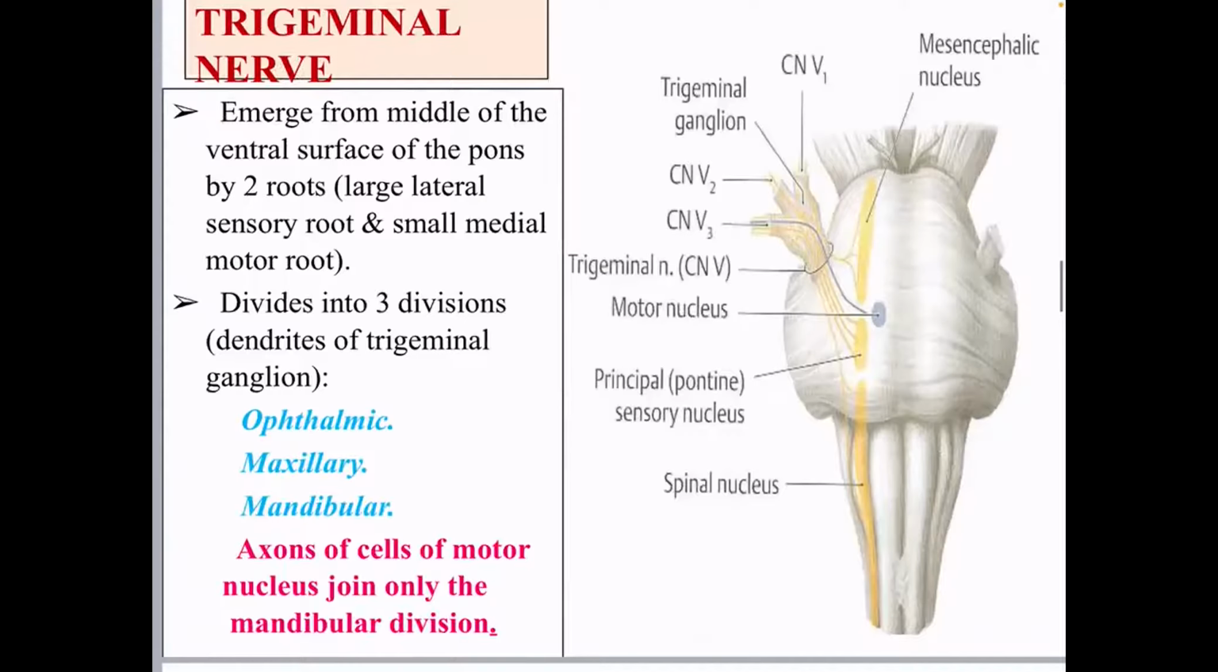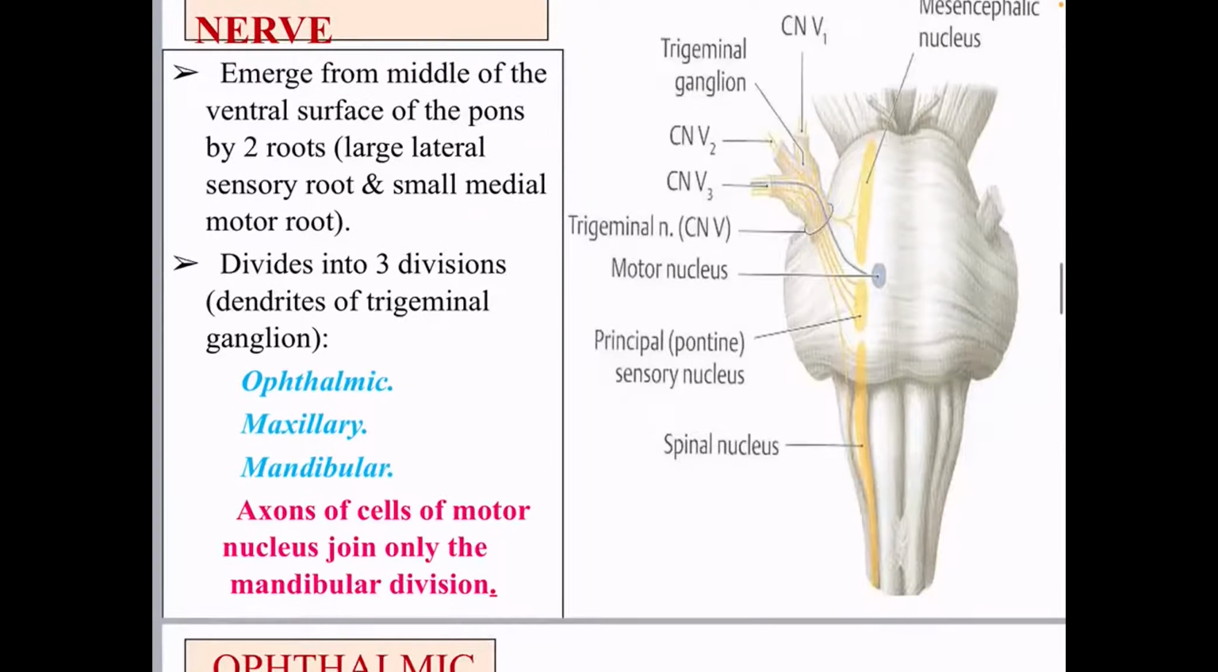The trigeminal nerve emerges from the middle of the ventral surface of the pons by two roots: a large lateral sensory root and a small medial motor root. It divides into three divisions from the trigeminal ganglion: ophthalmic, maxillary, and mandibular. The axons of the cells of the motor nuclei join only the mandibular division.